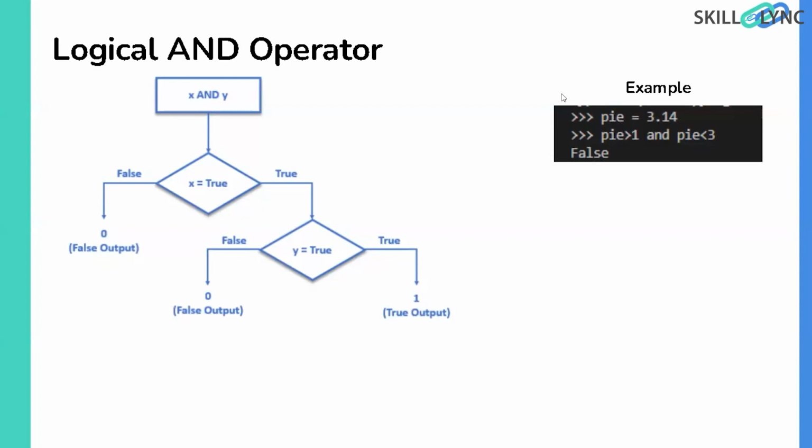For that, I have given a simple example with pi and the AND operation: pi greater than 1 and pi less than 3. Which of these are true? Pi is definitely greater than 1, which is true, but pi is definitely not less than 3, which is false. Even if any one of the operations is false, the entire AND operation goes false. I'll repeat: your logical AND operation is true only when both operations are true. Everybody clear with this?